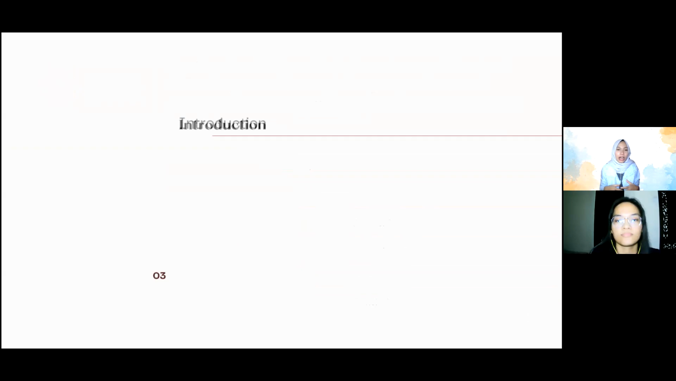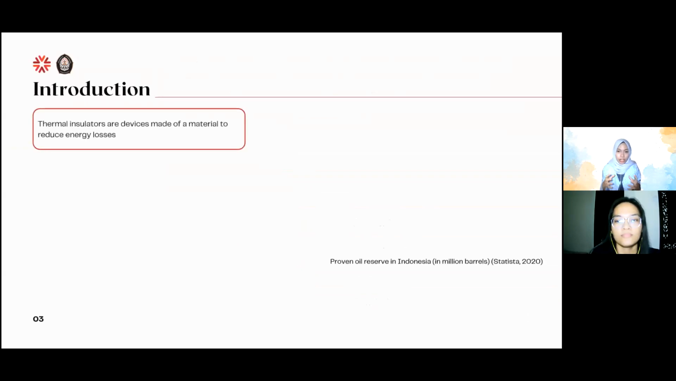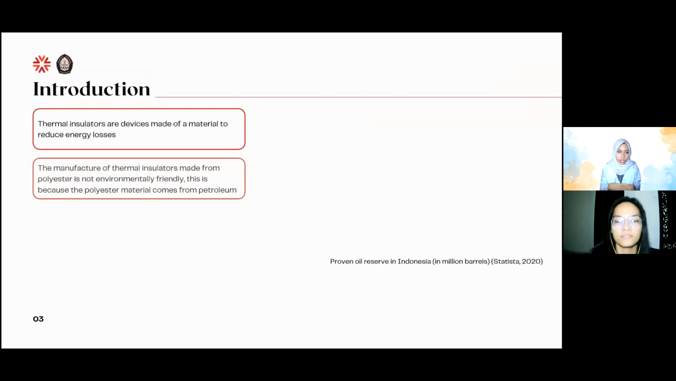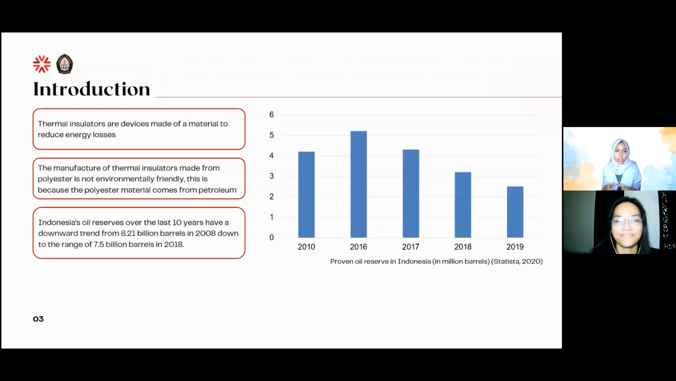Thermal insulator has the function to reduce excessive energy loss due to heat and transfer energy from a system to its surrounding environment. The materials commonly used in thermal insulators are polyester, glass wool, ceramic, asbestos, polypropylene, and styrofoam. Thermal insulation manufacturing involving polyester is undesirable for the environment as it is sourced from petroleum.